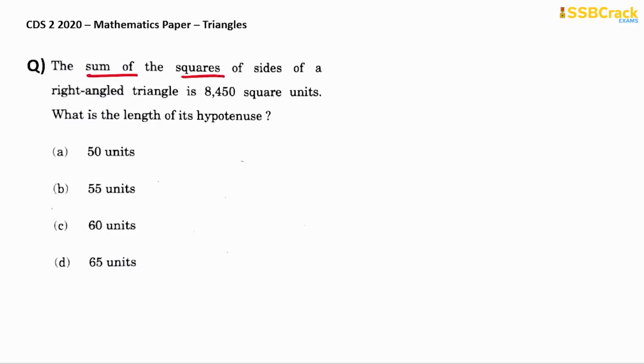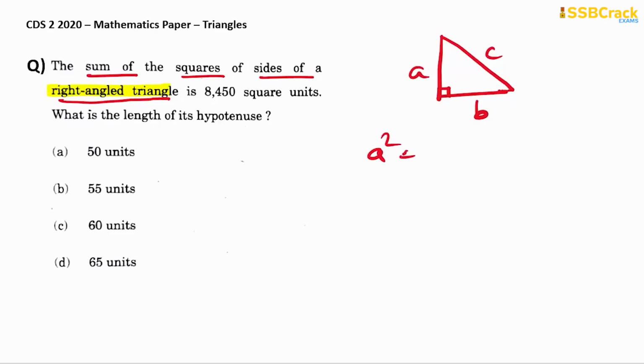the sum of the squares of the sides of a right angled triangle. Understand this question. We have a right angled triangle for which the sum of the squares of the three sides is given. We consider the three sides to be of lengths A, B, C, out of which C is the hypotenuse, because the triangle is right angled. So we have A square plus B square plus C square equal to 8,450 square units.